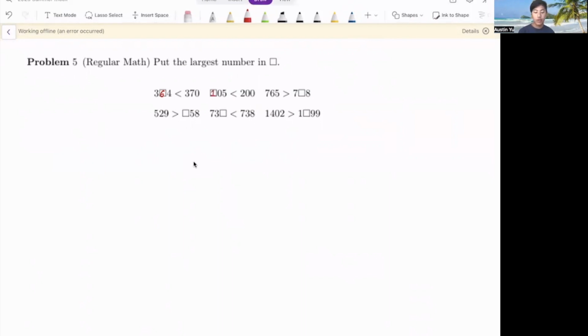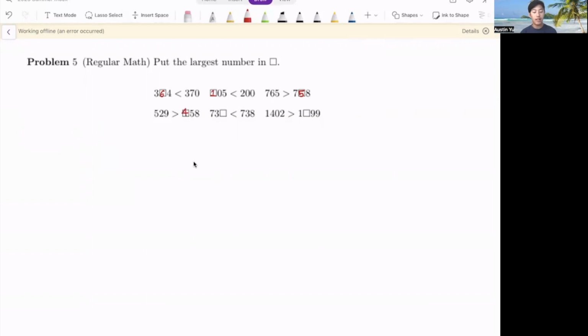The next one, 765 is greater than 700 and something 8. We know that we can't put 6, right? Because otherwise that'd be greater. So therefore we put 5, which is the next largest number. And then 529 is greater than something 58. We can just do 4.